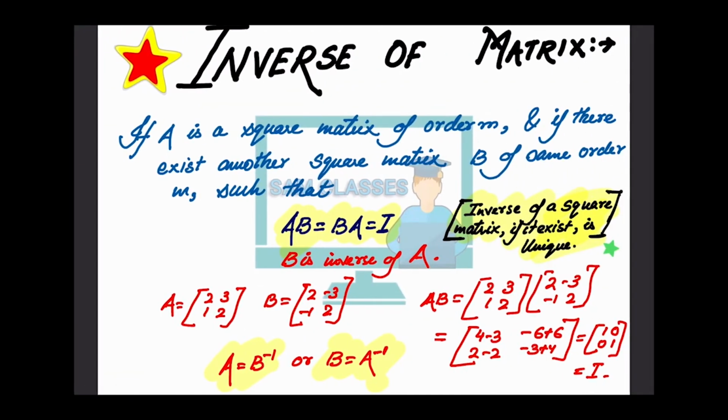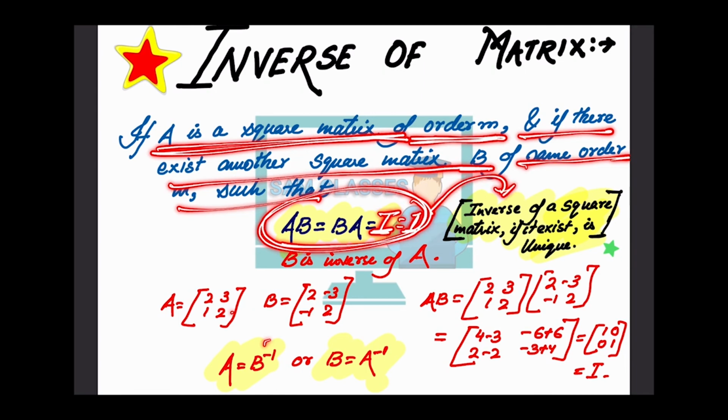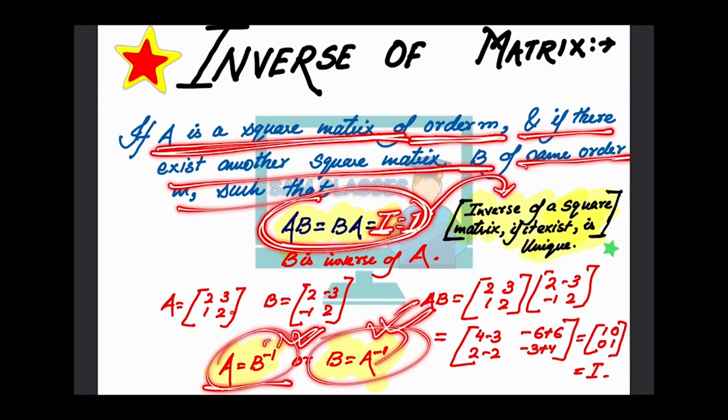Now let's see the last part, inverse and the elementary row operations. What is basically an inverse of a matrix, students? If A is a square matrix, the first condition is that A should be a square matrix of order m. Now if there exists another square matrix B of the same order such that AB is equal to BA and that is equal to I, the identity matrix or unit matrix, then we say that A is the inverse of B or B is the inverse of A.